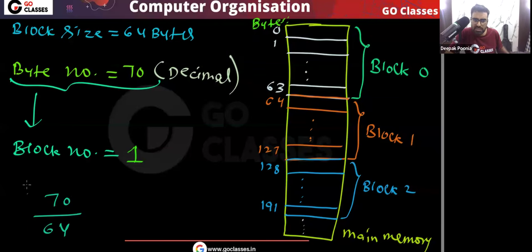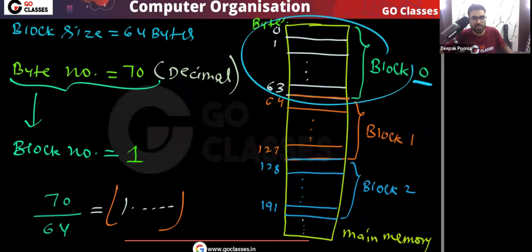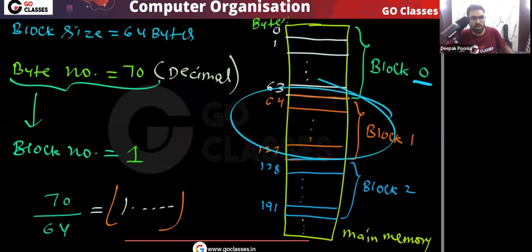Should we take ceil or should I take floor? You can see this value will be 1 point something. I should take floor. What is the reason? The reason is very simple, because the block number starts from 0. Notice block number is not starting from 1. The first block is block number 0. The second block is block number 1. The third block is block number 2.